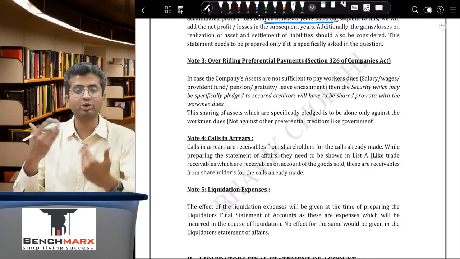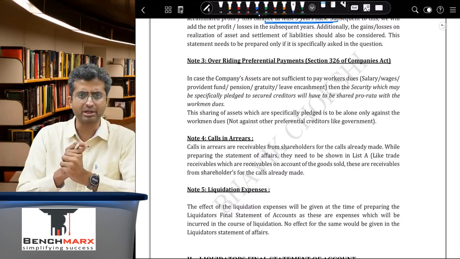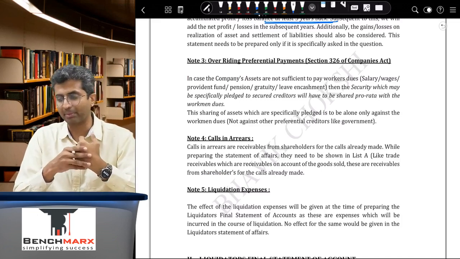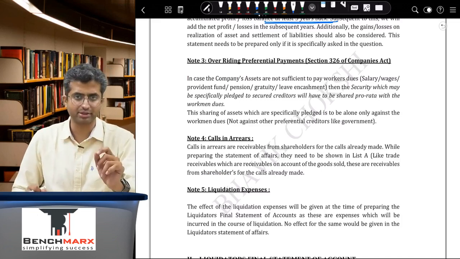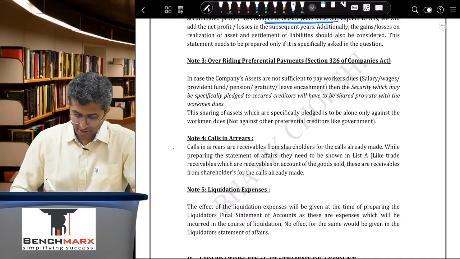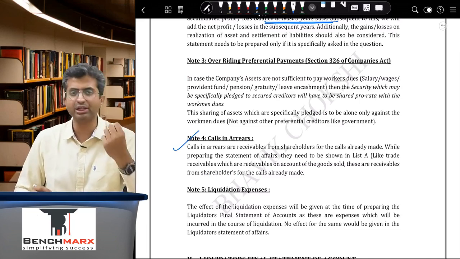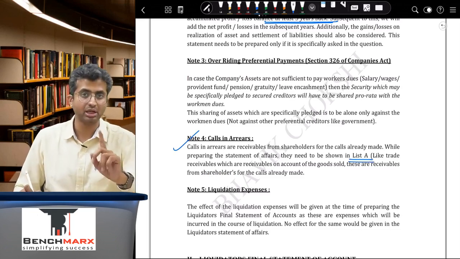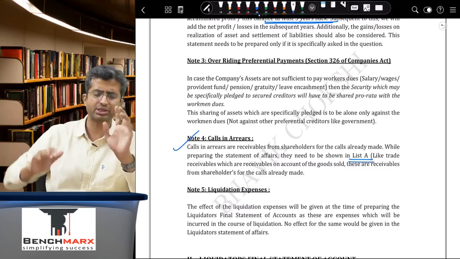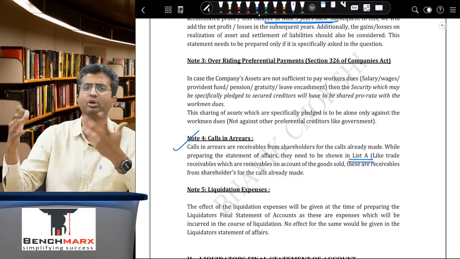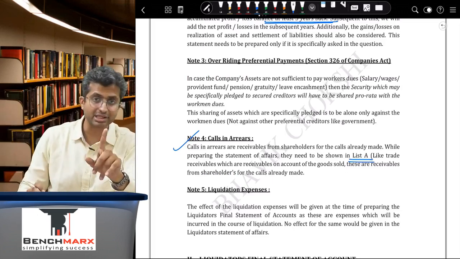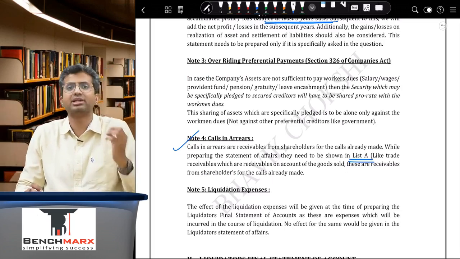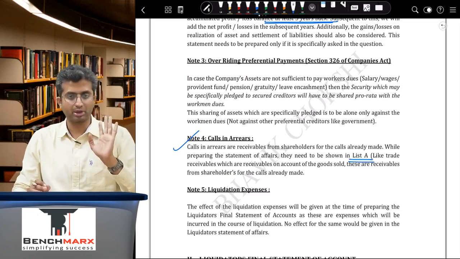Like when you sell goods, you have money receivable from the debtors. Here, you have actually issued capital and you have money receivable from the providers of capital. And as a result, the calls in arrears over here are money receivable from the shareholders and hence will be shown as a part of your list A. Do not take it into list G. This is where students make a mistake. They say that, okay, this is a part of share capital, this is receivable, and hence it will be like an asset for the liquidator, and hence it will be a part of list A.